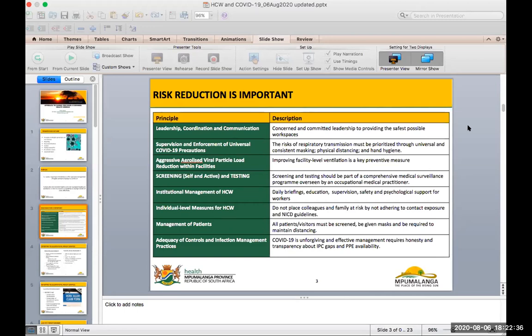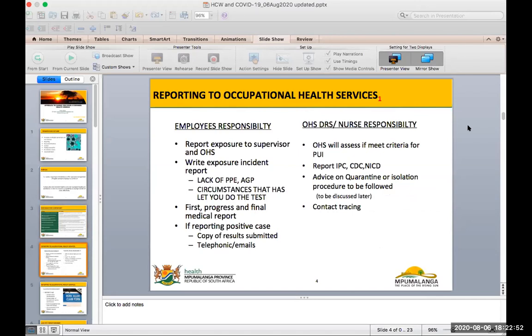So you know that COVID-19 is unforgiving, and effective management requires honesty and transparency about IPC gaps and PPE availability. So we hope through our discussions we can see the gaps and discuss issues that we can address to protect ourselves. So if you are a healthcare worker who has been exposed or you are a confirmed case, there are steps that you need to follow. First, it's your responsibility to report to your occupational health nurse or doctor, and to your supervisor immediately.